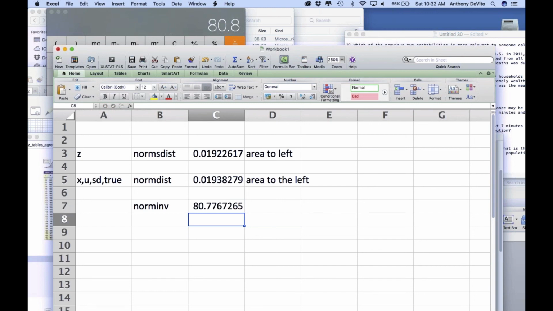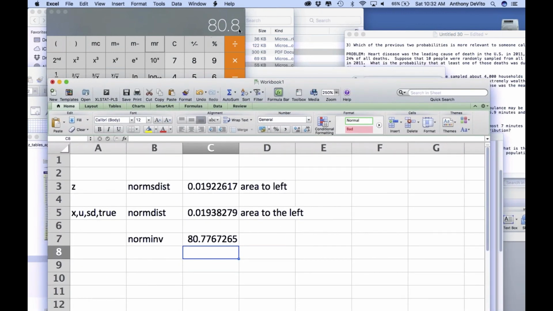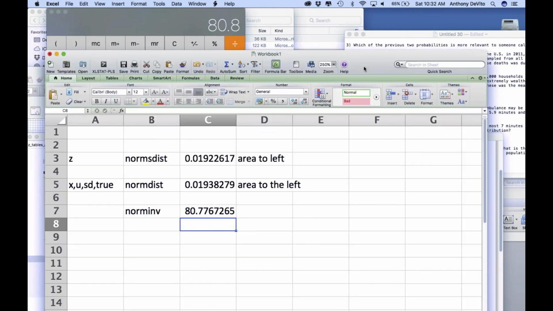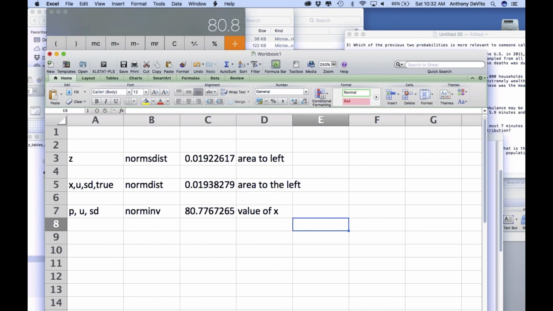It gives us the same value that we calculated before, or at least pretty close. Exactly, it is the same value. Mine's just rounded off a bit. Mine is rounded off to 80.8 because I was working with a table which only has 3 significant digits in the Z-score itself. So norm inverse wants to know the probability of X occurring, the mean, and the standard deviation, and it will give you the value of X, right? So it's a pretty good tool.